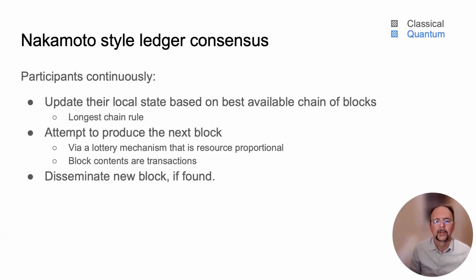they see. They usually use a rule here, like the longest chain rule or the heaviest weight rule. So they have a way of sorting out given chains. And then they attempt to produce the next block. And this is done via a lottery mechanism that is based on some resource that the participants possess. For example, it could be proof of work. The block contents are the transactions, and if a new block is found, it's disseminated immediately to the network.